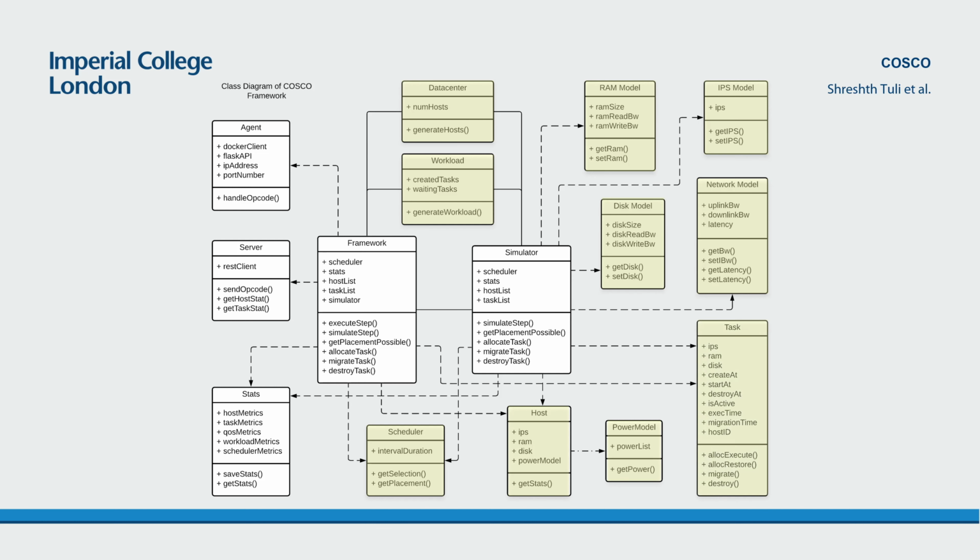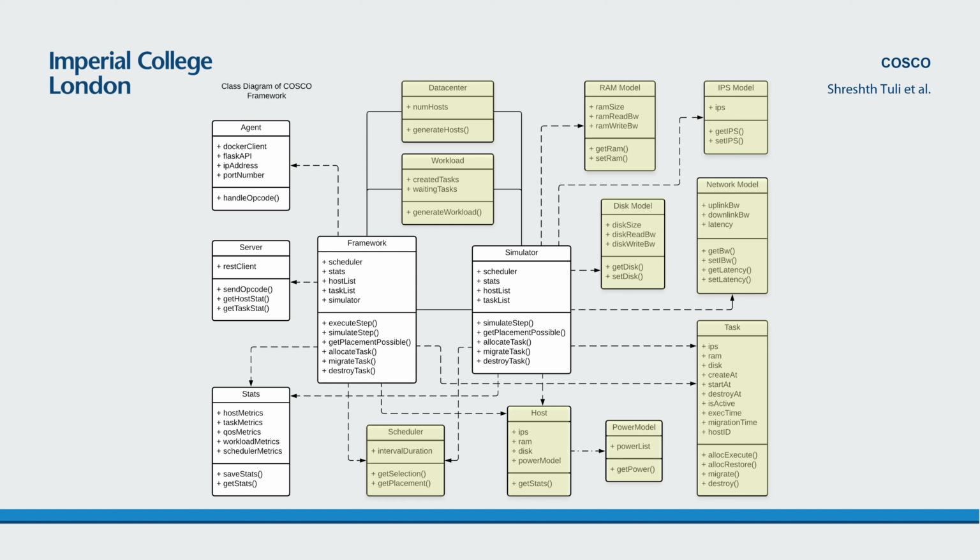Next, we have the task class, which manages task or container under execution. It is an identifier object that monitors the utilization metrics, again like IPS, RAM, disk, and ID of the host at which it is running at the moment. Also other things like creation interval, interval at which it starts execution, interval at which it ends execution, the complete execution time, and the migration time.